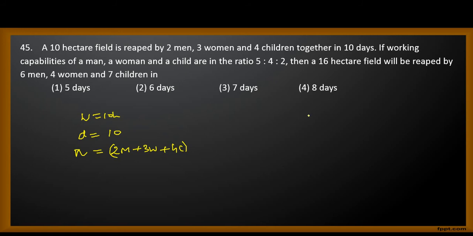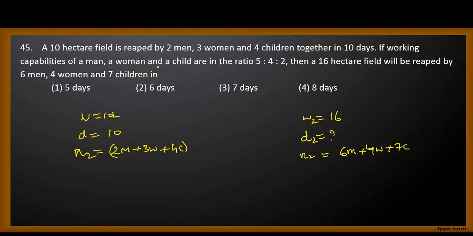Now what is the second case? W is 16 hectares. We have to find the number of days, and let us say this is W2, D2 and efficiency 2. What is the efficiency given? 6 men plus 4 women plus 7 children. Now look at the information given.